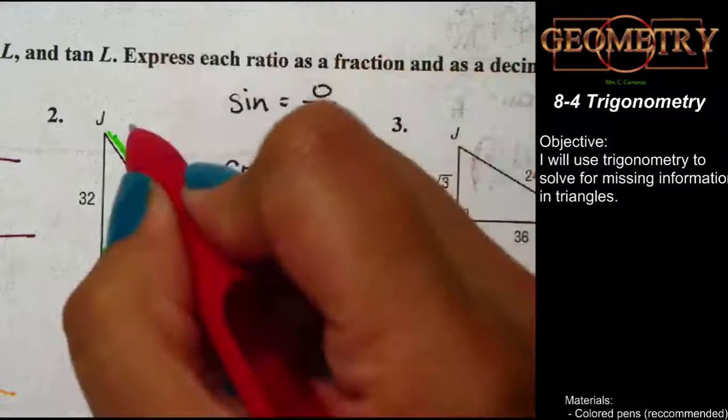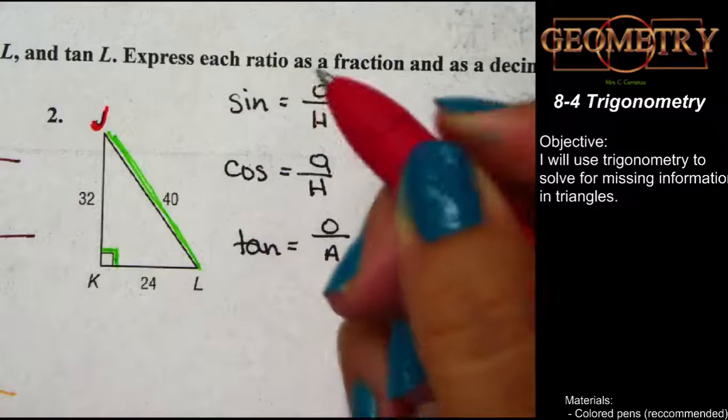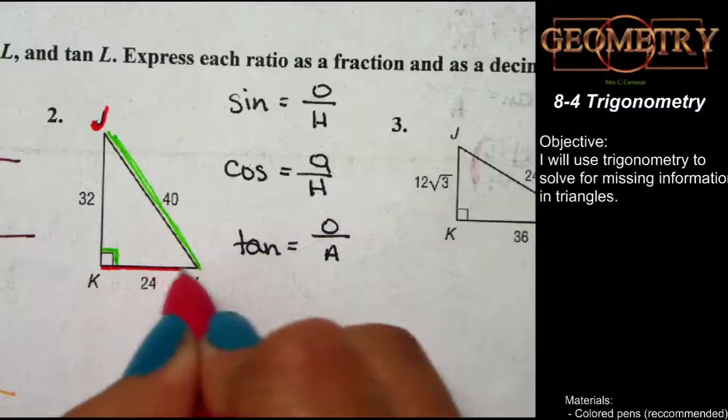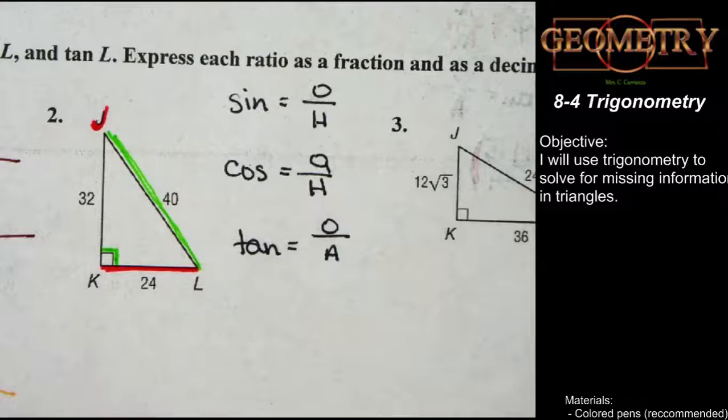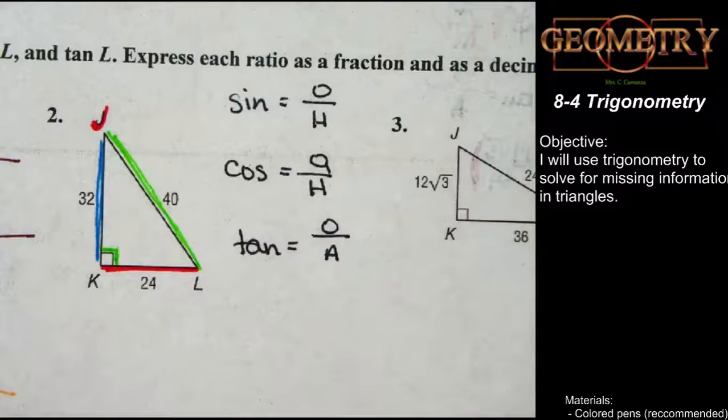Looking first for angle J. And so there is angle J. This would be the leg opposite angle J. And so this would be the leg adjacent to angle J.